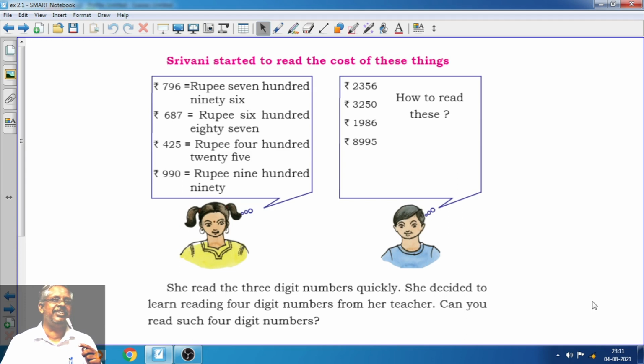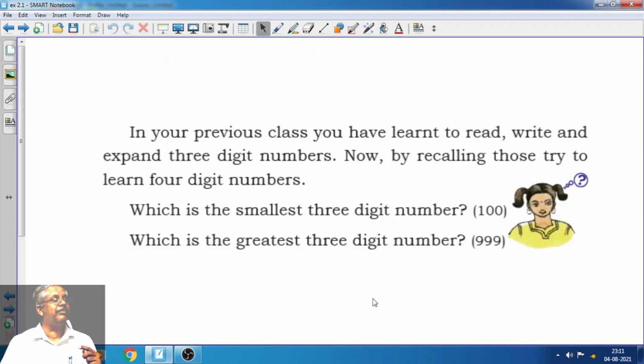Did I read correctly? No. Then how to read this? That's what we are working on in this chapter. She read the 3-digit numbers quickly. She decided to learn reading 4-digit numbers from her teacher. Can you read such 4-digit numbers? Definitely you will say yes.